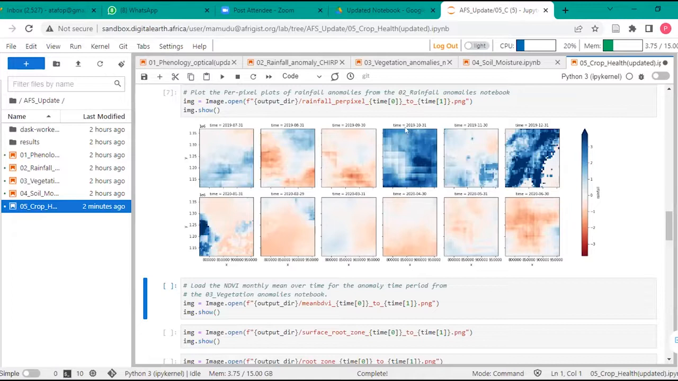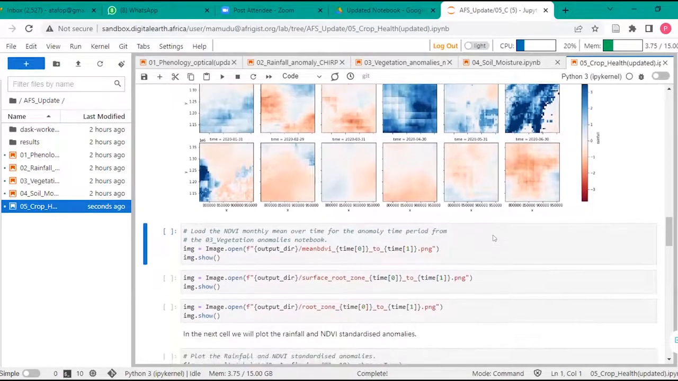Now, this is showing us that in October 2019, we had a high anomaly, probably much more rainfall than would have been expected. While in periods like February 2020, we had much less rainfall than would have been expected, or than the normal of the period we had chosen. So this gives us an indication of the per pixel anomaly and shows us which months we had more rainfall than normal and which months we had less rainfall than normal.